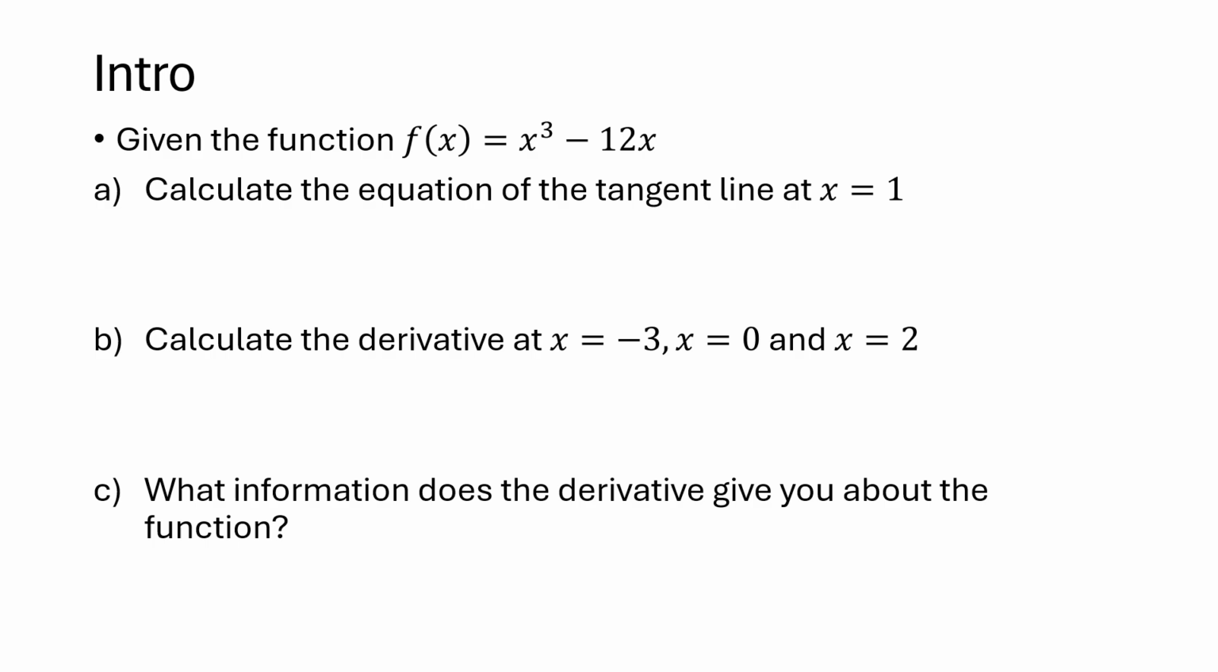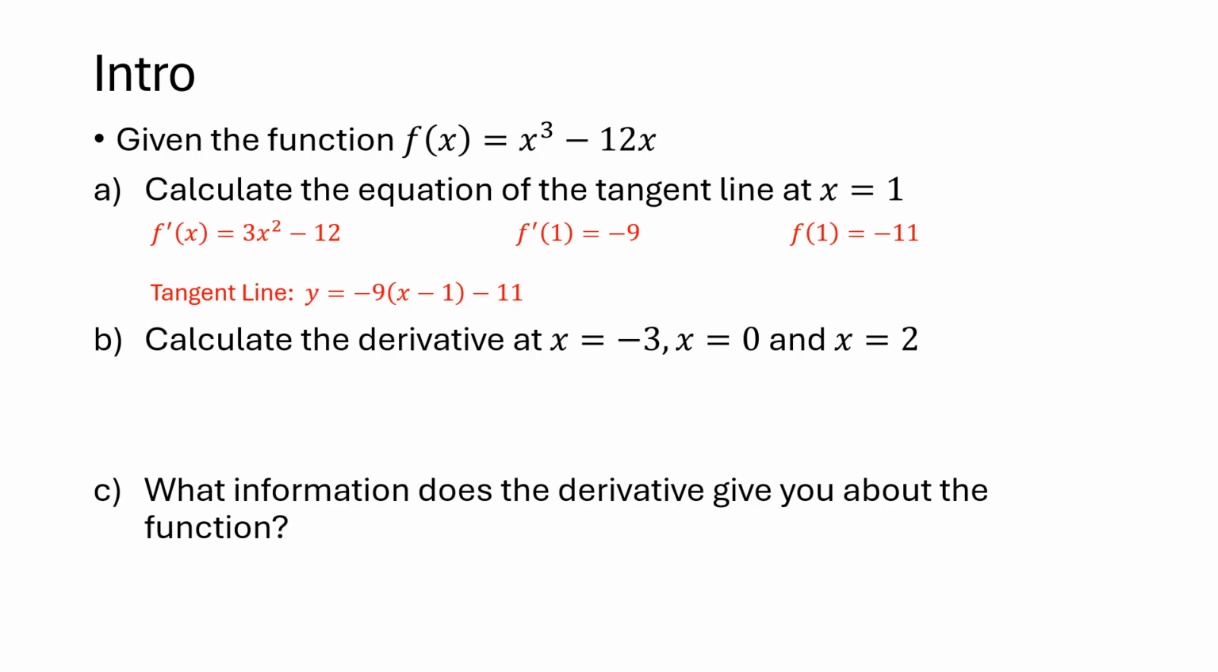So, consider the function x cubed minus 12x. First of all, to calculate the tangent line at x equals 1, we take the derivative, plug in 1, that becomes the slope, then we use point slope form. That is given right there. So, the derivative at 1 is negative 9. The value of the function at 1 is negative 11, found by plugging 1 into the function, which gives the tangent line y equals negative 9(x minus 1) minus 11.